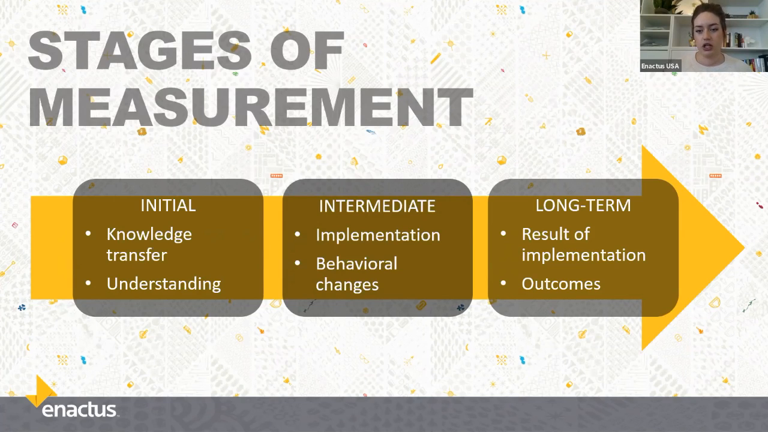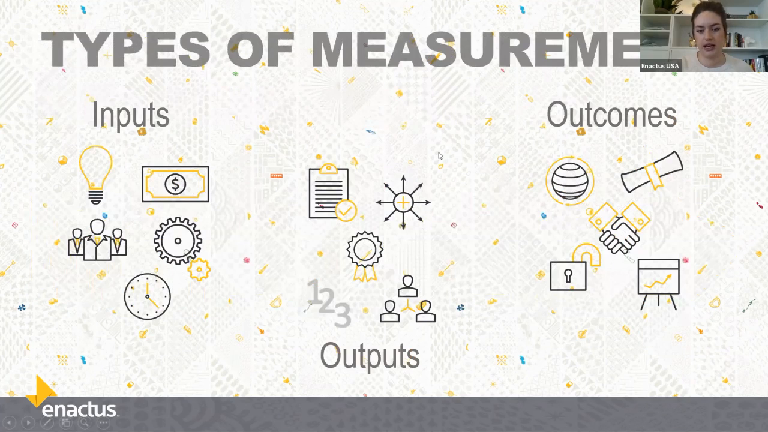You finally get to the long-term stage, which is what is the result of people changing their behavior? How many landed a job? In this example, because you taught them something, they implemented that knowledge, and then something came of it. That's what we call outcomes. Does anyone have questions about that?